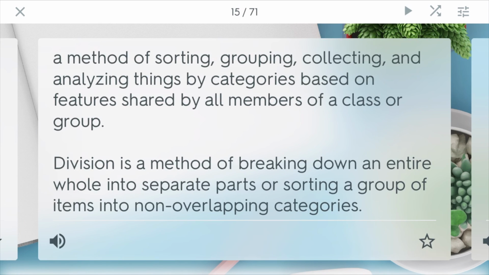Classification and division. Classification is a method of sorting, grouping, collecting, and analyzing things by categories based on features shared by all members of a class or group. Division, on the other hand, is a method of breaking down an entire whole into separate parts and then sorting these into groups with non-overlapping categories.